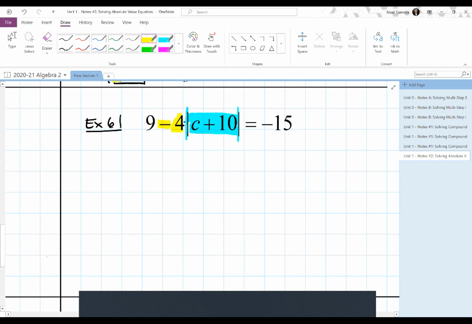So typically what we would want to do here, instead of subtracting 9 minus 4, which is the common mistake, is to first get rid of the 9. You want to get rid of the 9 by subtracting 9 from both sides first. That's going to allow you to cancel out the 9. And then what you can do is bring down the -4 times the absolute value of c plus 10, which will equal, in this case, -24.